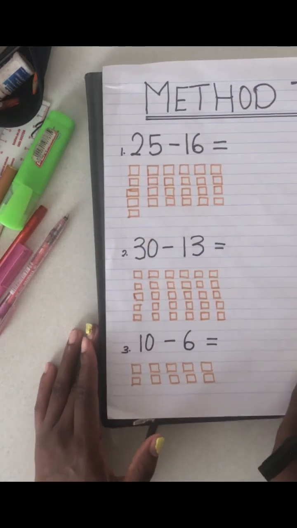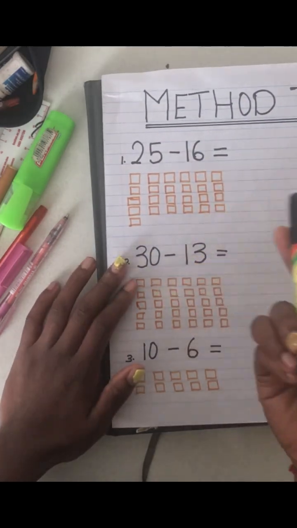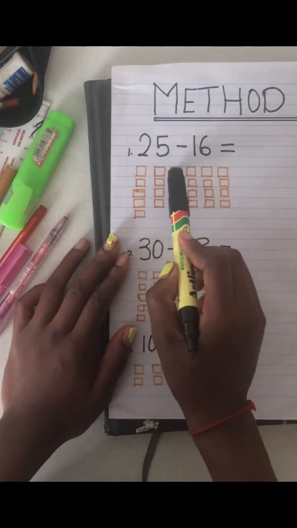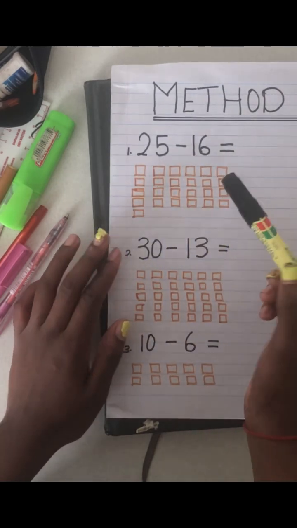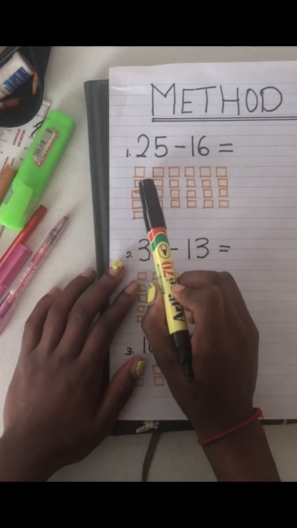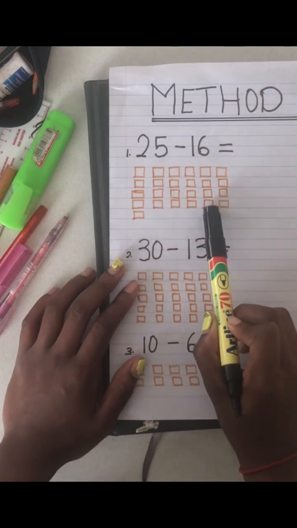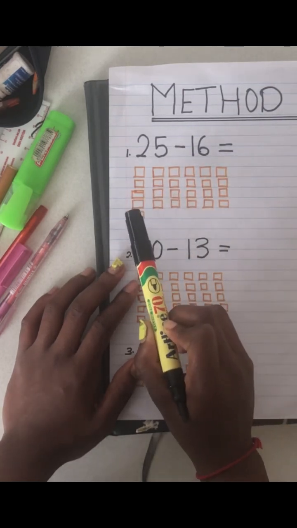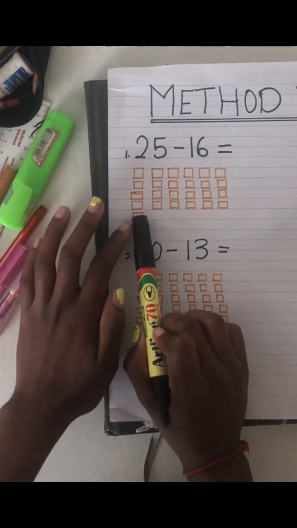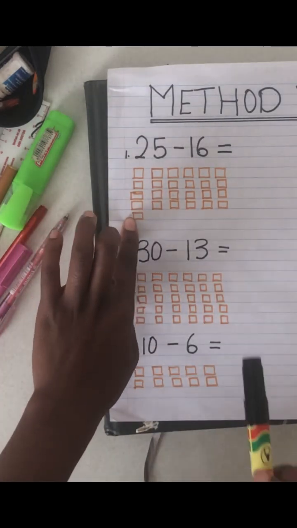So 25 minus 16, we have how many cubes here? 1, 2, 3, 4, 5, 6, 7, 8, 9, 10, 11, 12, 13, 14, 15, 16, 17, 18, 19, 20, 21, 22, 23, 24, 25. So you have 25 cubes.